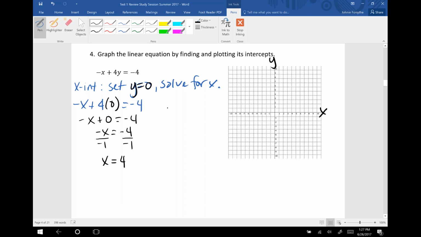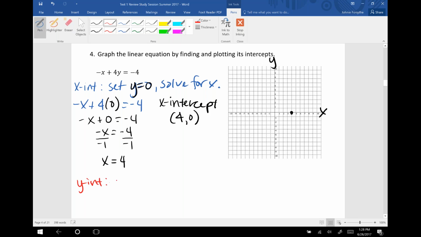So your x-intercept is 4, and as an ordered pair, the x-intercept would be 4, 0. All right? Because again, your y was 0, and when your y is 0, your x is 4. So if you plot that, you would go to the x-axis. You would go to 4. You can put a dot right there. That's your x-intercept.